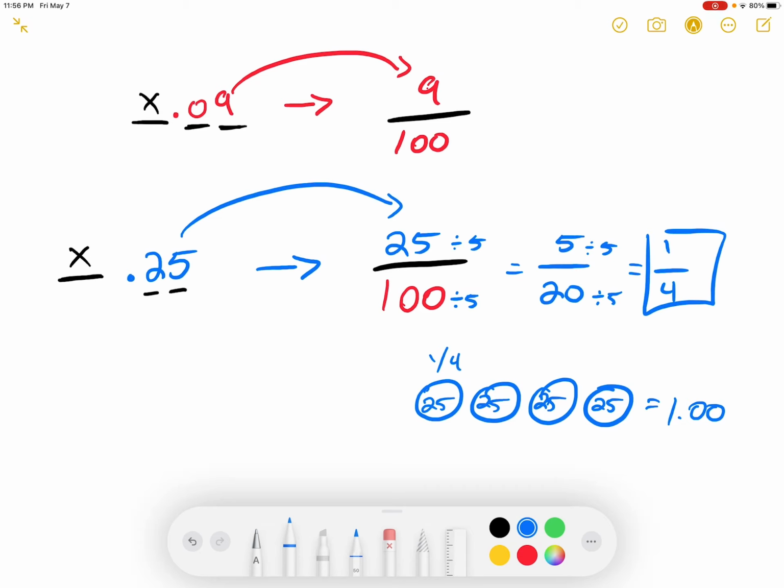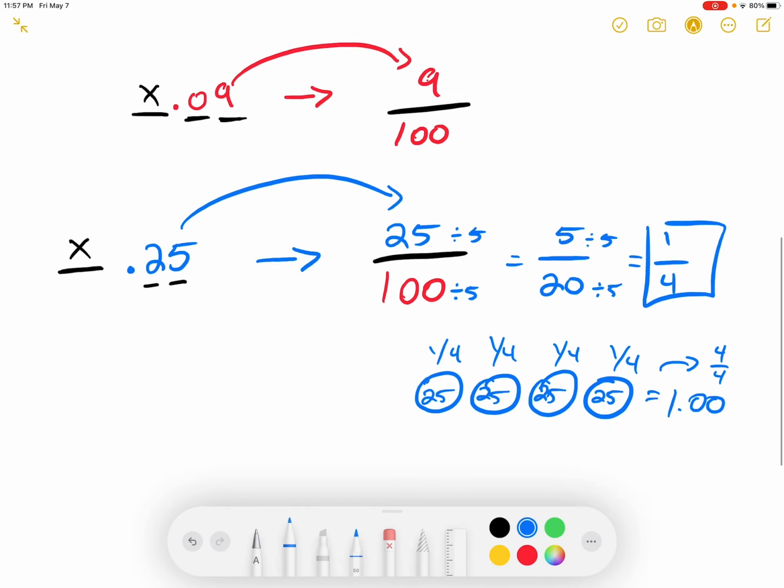That's why it's 100 cents. This is 1 out of 4 coins, 1 out of 4 coins, 1 out of 4 coins, 1 out of 4 coins. You put all 4 together, you get 4 out of 4 coins, or $1.